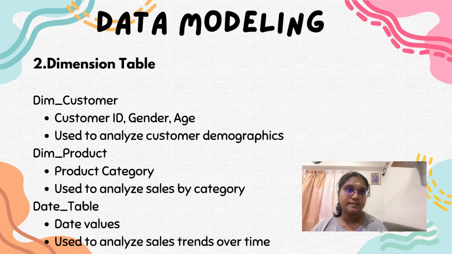Now I will explain the second part of data modeling, which is dimension table. Dimension tables are used to provide descriptive information that helps us analyze the data in the fact table more clearly. The first dimension table is dim customer. This table contains customer details such as customer ID, gender, and age. It is used to analyze customer demographics. For example, identify which age group or gender buys more product.